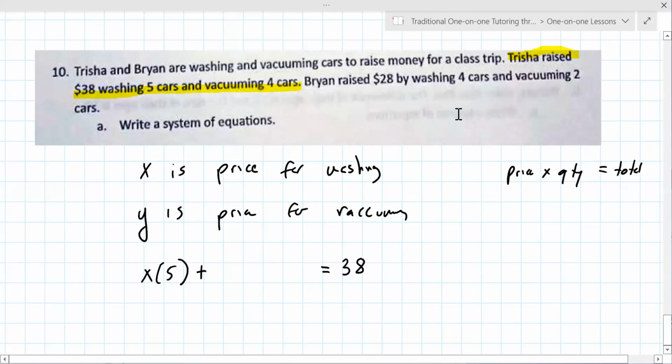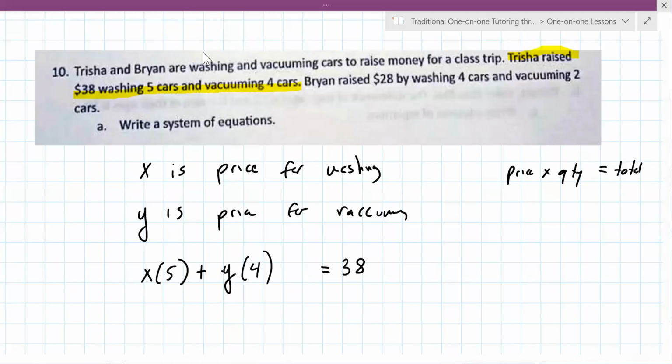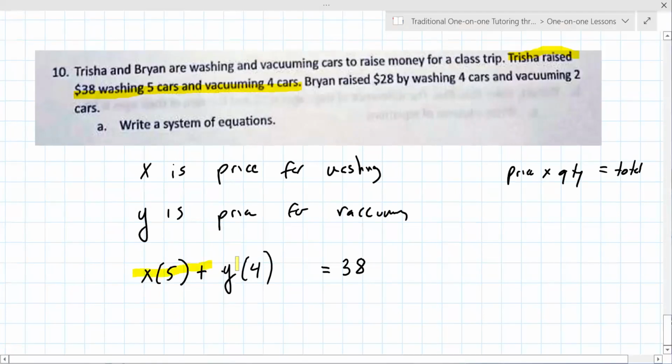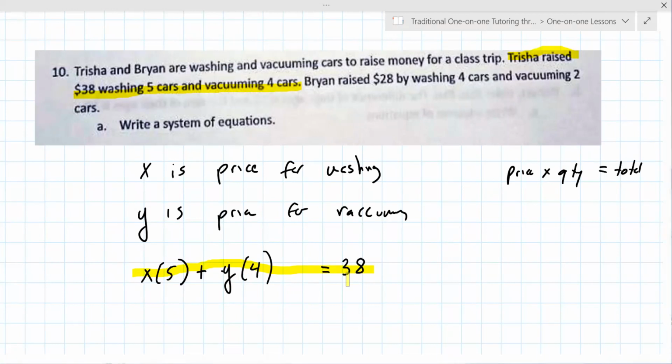28, that's a different equation. Y. Yeah, Y. Okay, and how many cars did they vacuum? 4. So I'm trying to get you to see that the part highlighted in yellow is this equation. I'd like you to read that sentence highlighted in yellow to yourself one more time. Look at what I've written down. Tell me if there's anything that's unclear to you about that. Okay, yeah, I see it.